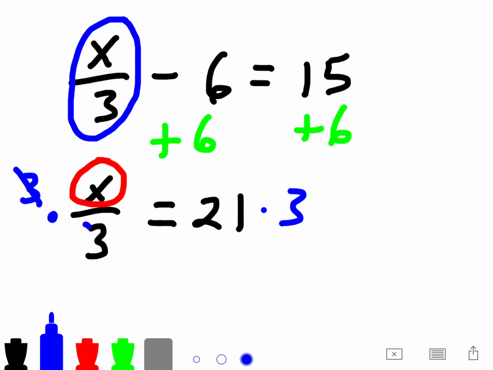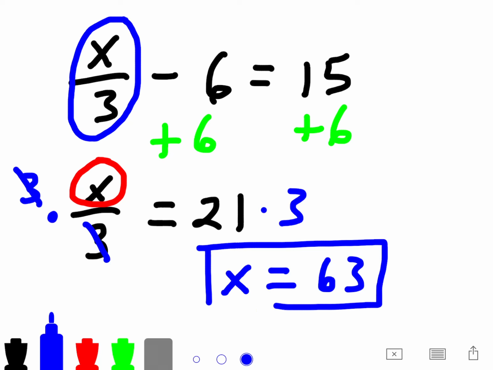So 3 divided by 3 is 1. 1 times x is x. So I do have my x and nothing else on that side, so I can put my equal sign. 21 times 3 is going to be 63. My x is by itself. The other side is simplified. We're done. So that's all two-step equations are.